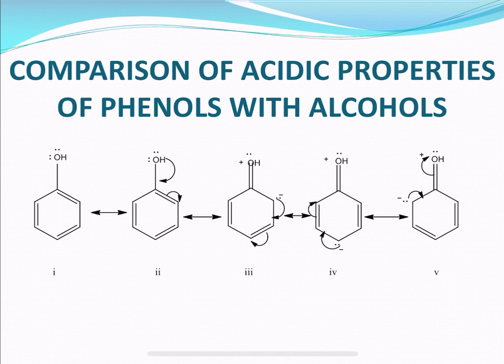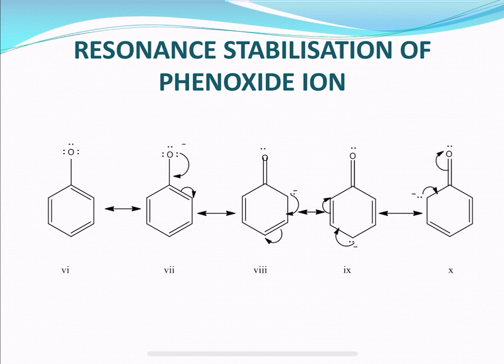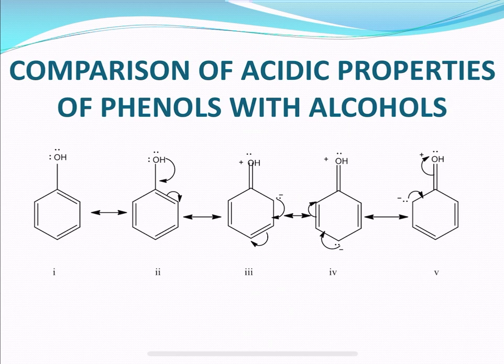Okay, so here if you see the structures 1 to 5, and if we observe the structures 6 to 10 respectively. Then we can clearly understand that the dipolar structure, that is the third structure, is called a dipolar structure because in this structure we can see both positive and negative attributes present. The dipolar structures 3 and 5 for the phenol are less stable than the structures 8 to 10 for the phenoxide ion.